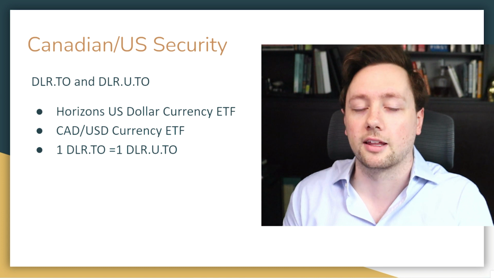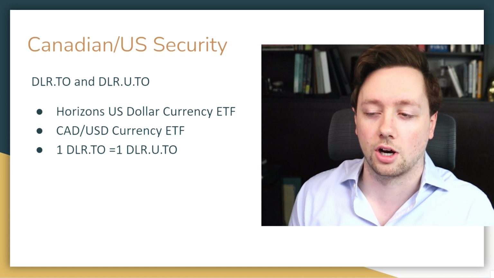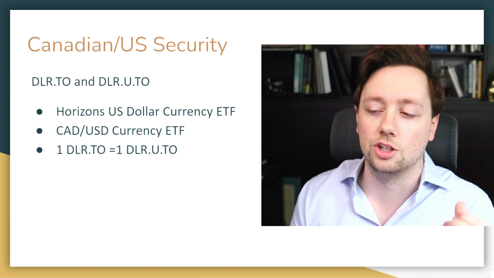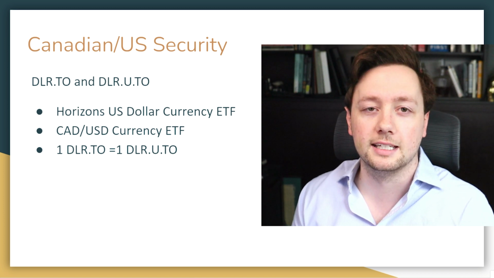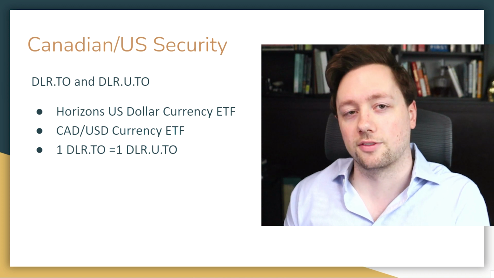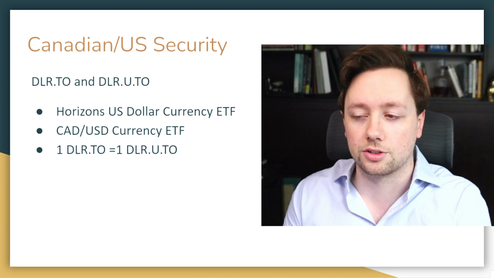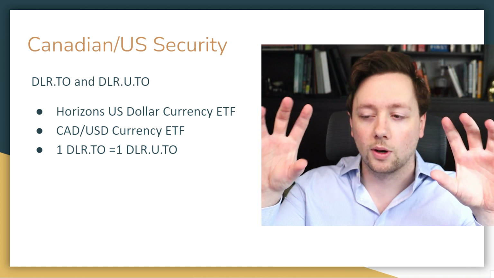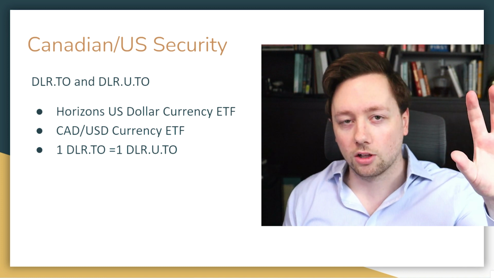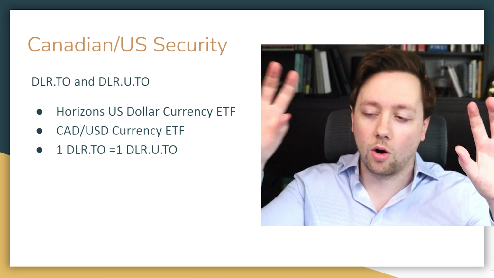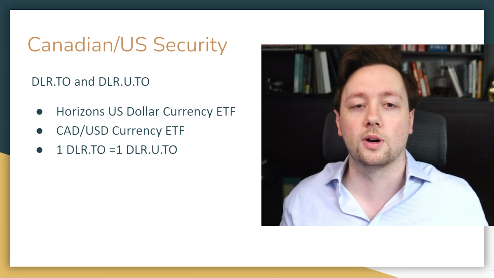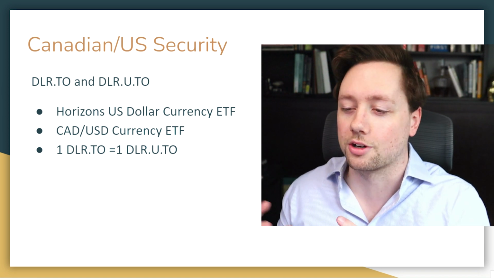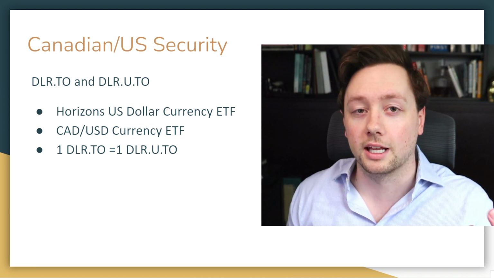We are going to be buying the ticker symbol DLR.TO. That is the Canadian ticker symbol for the Horizons US dollar currency ETF. The US version of that, the ticker symbol is DLR.U.TO. Basically, this is the Canadian and US dollar pair, and one DLR on the Canadian side will always equal one DLR on the US side in the other currency. They're just different prices. It's kind of like the currency pair in Forex trading, but in the stock market.